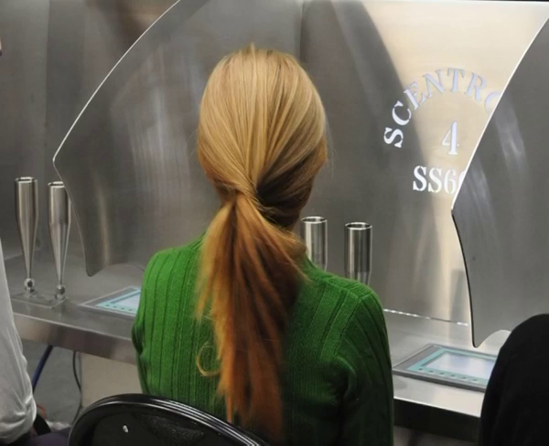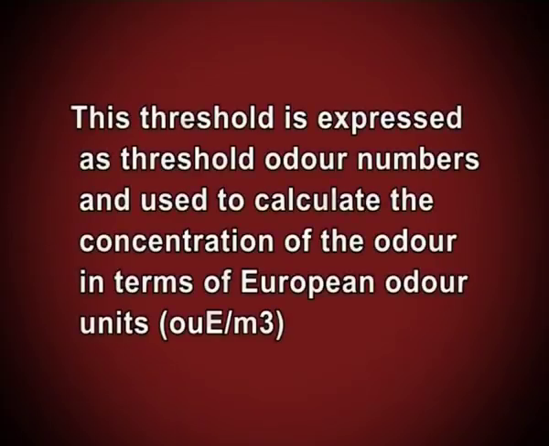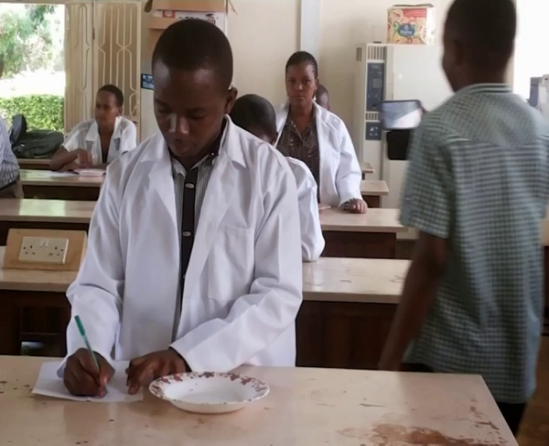The process continues until each panelist positively detects an odor in the diluted mixture. At this stage, the panelist responses have reached the detection threshold for that odor. This threshold is expressed as threshold odor numbers and used to calculate the concentration of the odor in terms of European odor units, OU per meter cube.